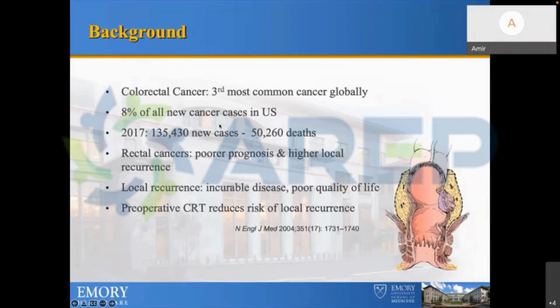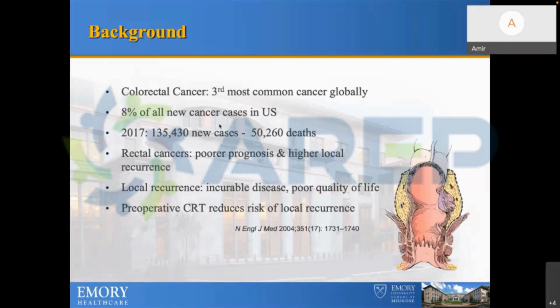There's no need to mention that colorectal cancer is on the rise. It's the third most common cancer globally. It's about 8% of all new cancer cases in the United States. And just in the year 2017, there were about 50,000 deaths related to colorectal cancer in the United States. Rectal cancer is a variant of colorectal cancer and has worse prognosis compared to the other types of colorectal cancer because of its location and because of a higher rate of local recurrence after the treatment.